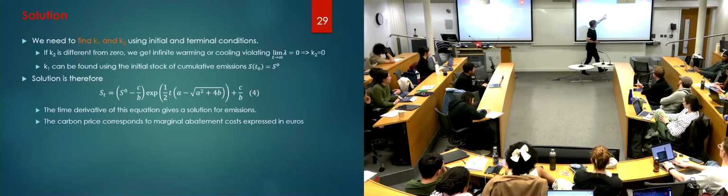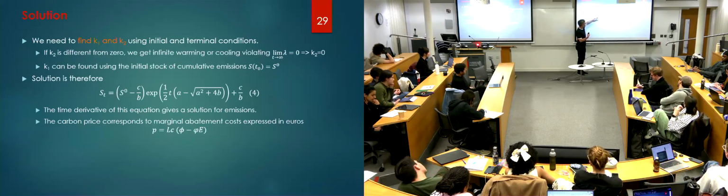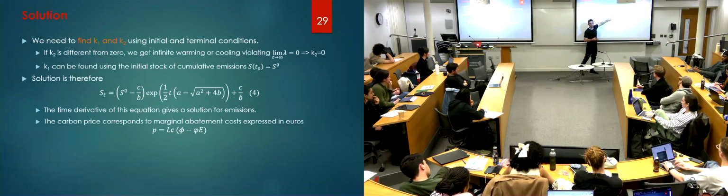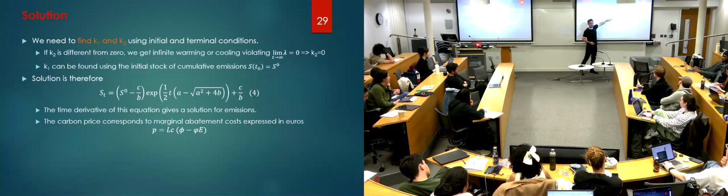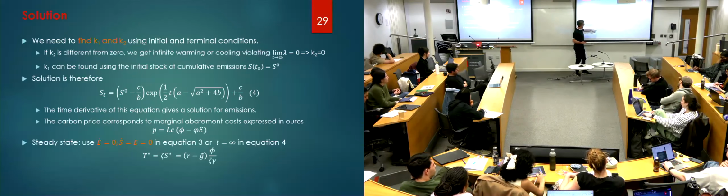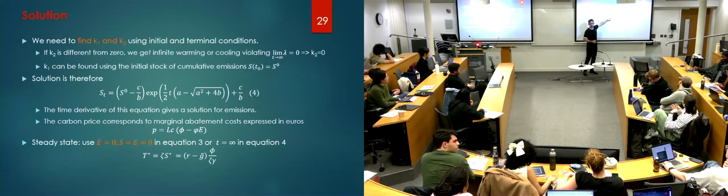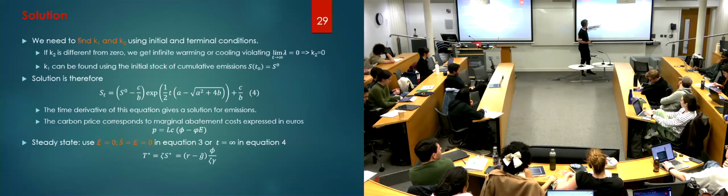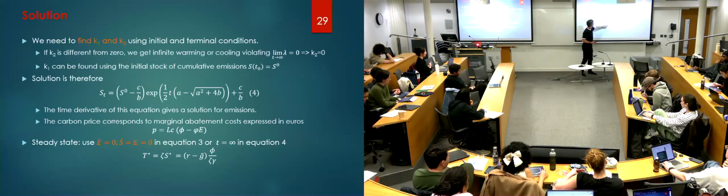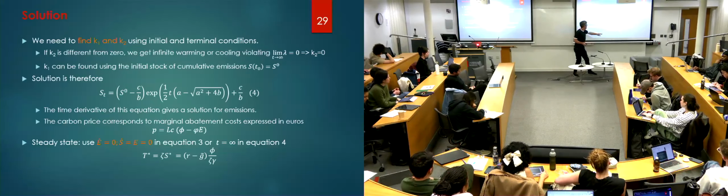So this is our solution. We now have the stock as a function of time. That's it. Now, if we take the time derivative of this, we have the emissions as a function of time. And we can also look at the carbon price. So the marginal abatement cost gives you this formula.